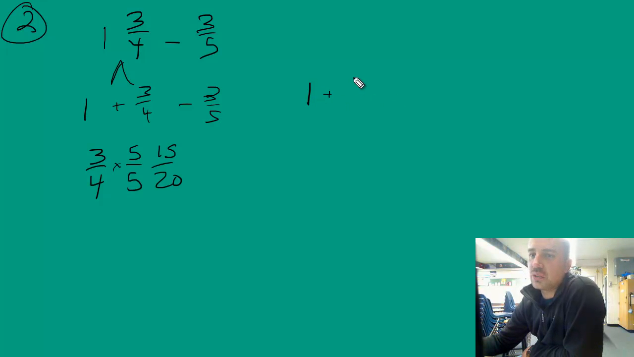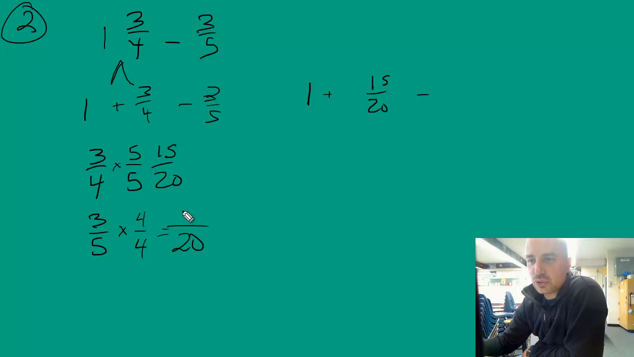And I know that I need to subtract out 15 20ths. Sorry, I shouldn't put that there. 15 20ths, and I'm going to subtract out my 3/5, which I need to put into 20ths. So 3/5, and I need to multiply that by 4/4 to get to my 20ths. And 3 and 4 is 12, so I have 12 20ths. So I'm going to subtract 12 20ths from 15.